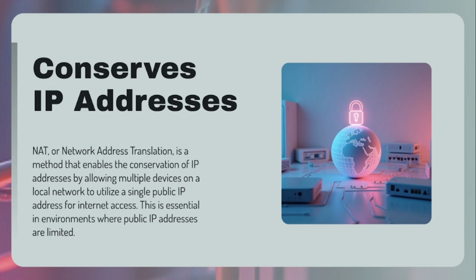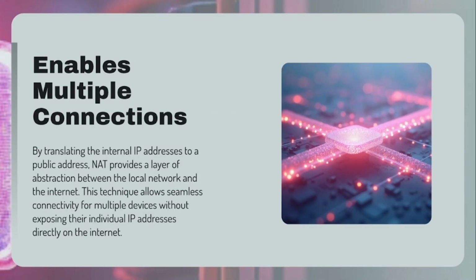NAT is a method that enables the conservation of IP addresses by allowing multiple devices on a local network to utilize a single public IP address. Because you can have the feature of PAT, port address translation, you can have only one public address and different private addresses, but those private addresses will be translated to one public IP. Because public addresses are limited, that is why you have to use NAT. Then it enables multiple connections.